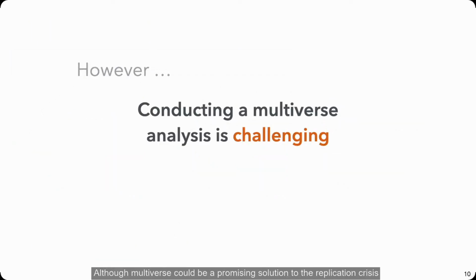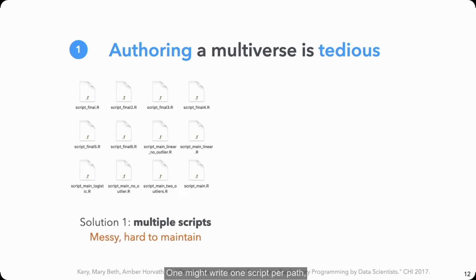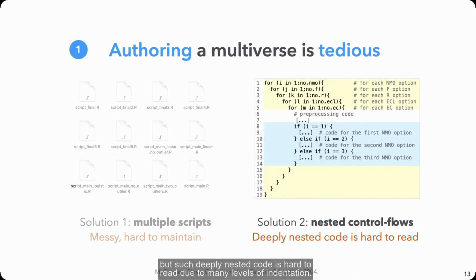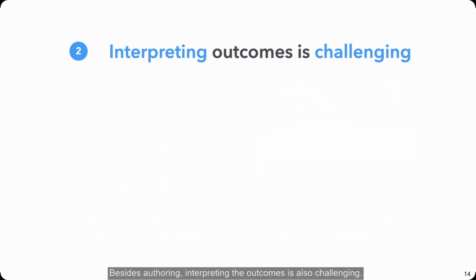Although multiverse could be a promising solution to the replication crisis, conducting a multiverse is challenging in several ways. First, authoring a multiverse is tedious because we are no longer writing a single analysis, but hundreds of forking paths. One might write one script per path, but these scripts are messy and difficult to manage. Another solution is to use nested for loops and if statements, but such deeply nested code is hard to read due to many levels of indentation. Besides authoring, interpreting the outcomes is also challenging.